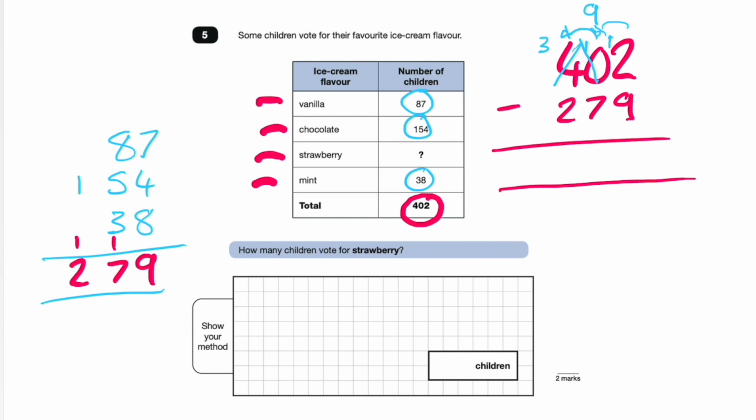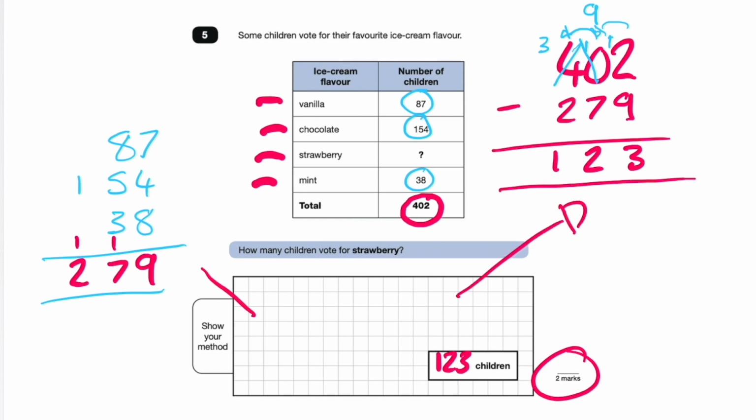12 subtract 9 is 3, 9 subtract 7 is 2, and 3 subtract 2 is 1, leaving my total answer for the amount of people that chose strawberry as 123, and I would get both marks. Don't be afraid at this point to use this extra space around the answer box if it's more helpful. I like to spread my work out and really use the space available, but some people prefer to write in these boxes. Either is fine.